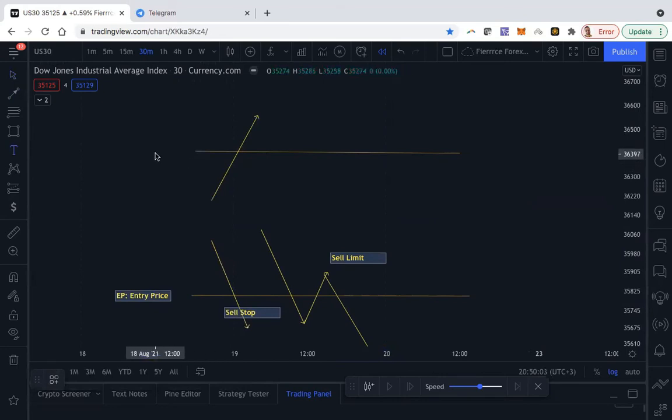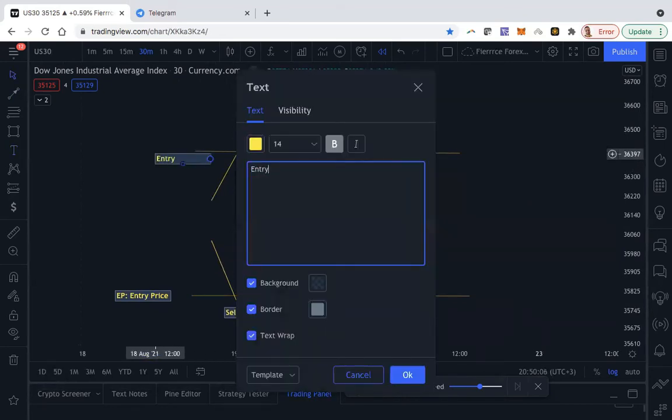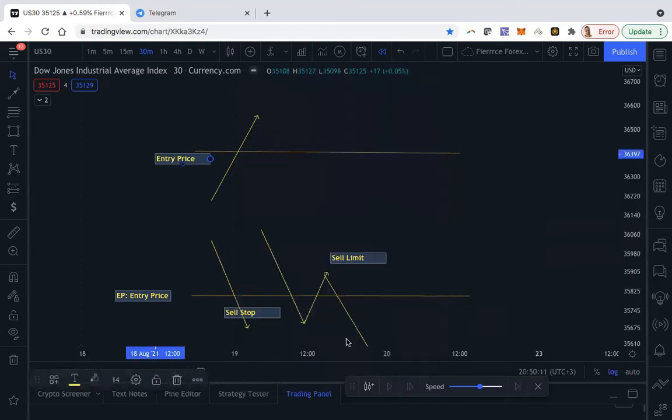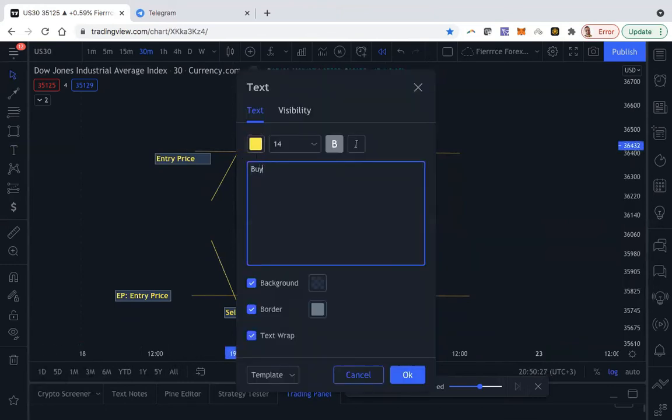This is my entry price here. And then this is my buy stop level. So I want to buy at 36,397. I'm not anticipating price to come back down. Okay, so this would be a buy stop order. And usually I give a short acronym, BS, not like the real BS, but BS, if you know what I'm saying. So that's BS.